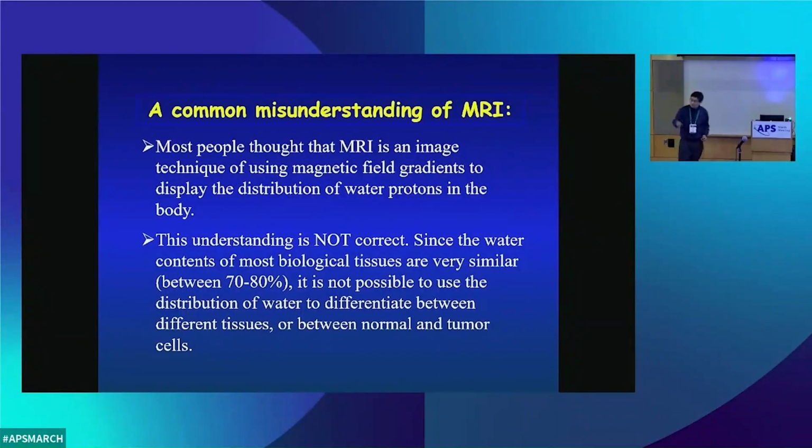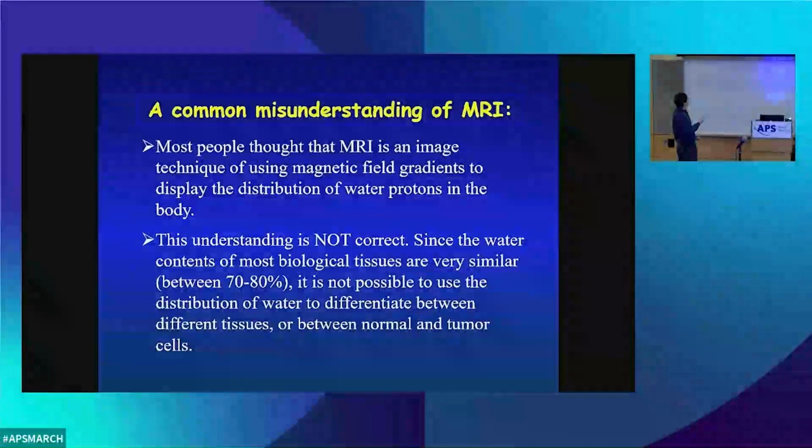Now, to the experts here, there's no problem, but to ordinary people in society, it's very common to have a misunderstanding about MRI. Most people think that MRI is an imaging technology that uses magnetic field gradients to display the distribution of water protons in the body. But this so-called popular understanding is not exactly right.